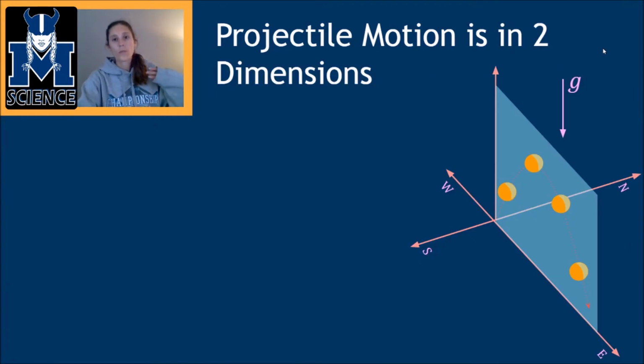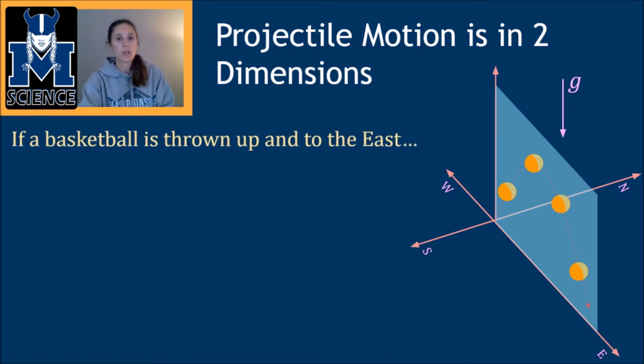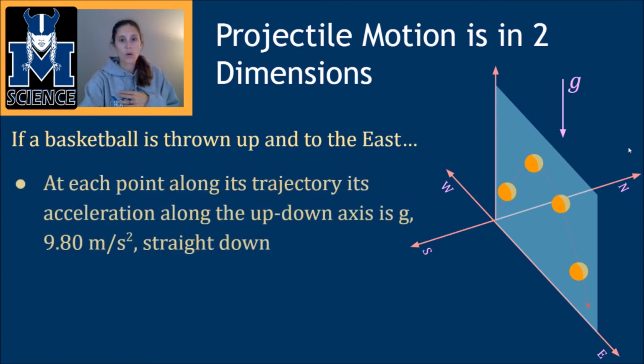So projectile motion is in two dimensions. I've been saying this, but let's look at this in a little bit more detail. Let's say that there's a basketball thrown up to the east. So you shoot the ball or you throw it in the eastward direction and kind of upward, as shown here in the diagram. At each point along this trajectory, the ball is experiencing an acceleration on the up-down axis of g, pointed straight down back towards the ground. So 9.8 meters per second squared is the acceleration that it's experiencing in the vertical, or up-down, axis.